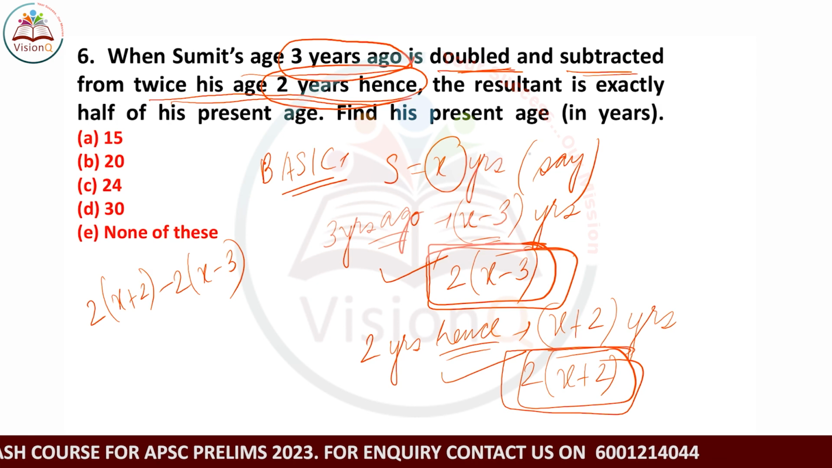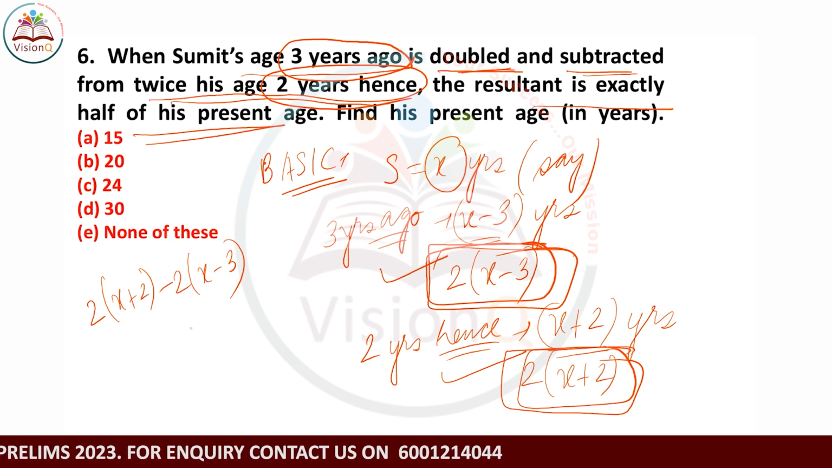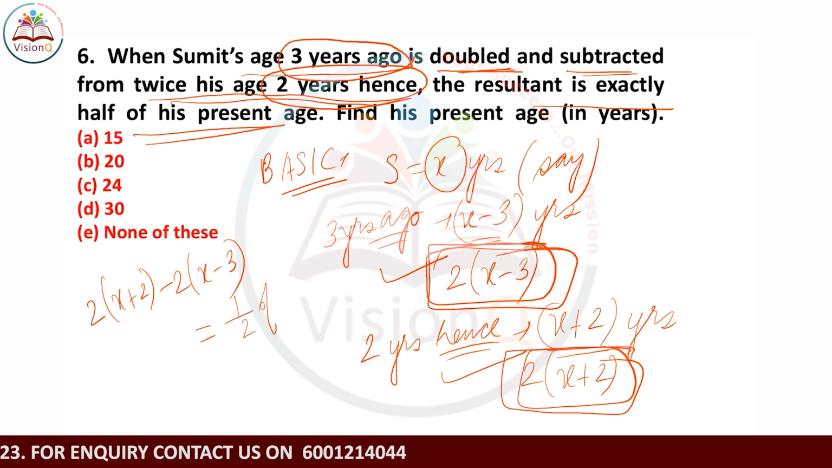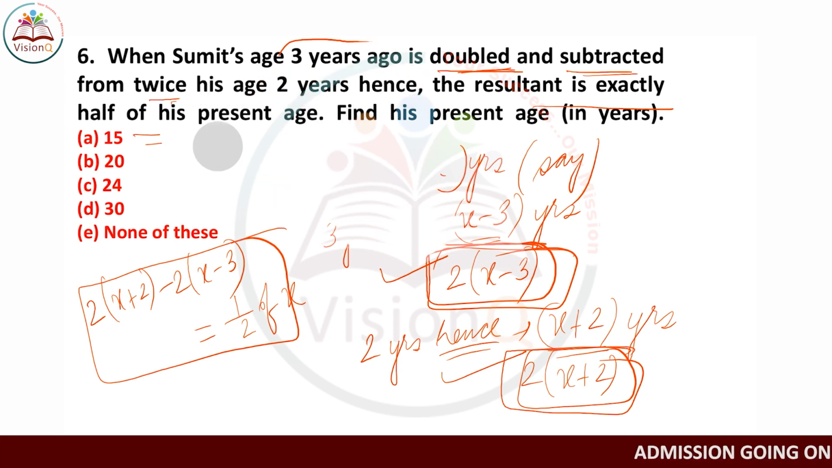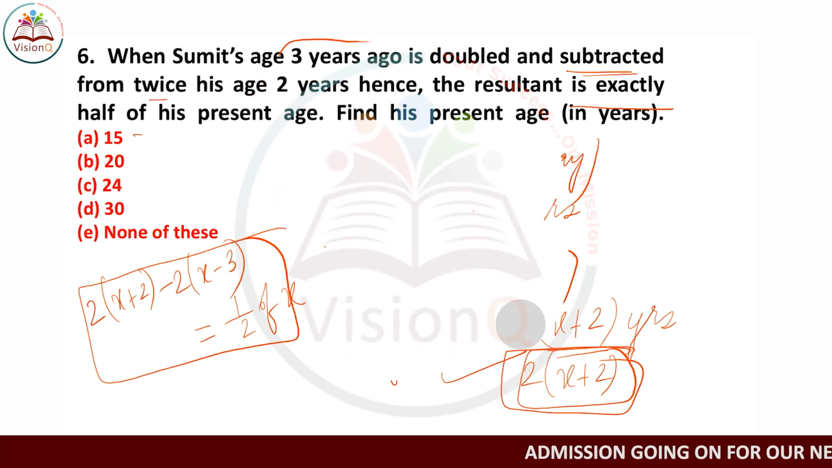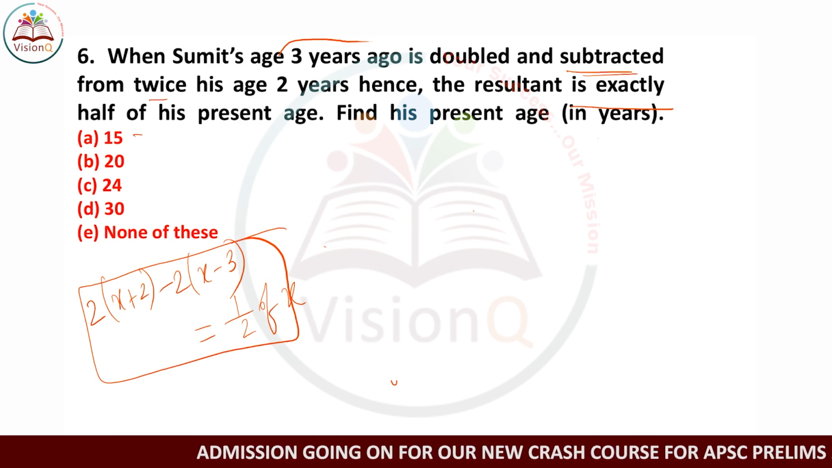So then what happens? The resultant value is exactly half of his present age. So this value is equal to half of his present age, which is x. So this is the equation. From this equation your aim is to find out the value of the variable which is x. This type of question can only be done using the basic method using x. So first I need to find out the value of x from here and then I can get the age of Sumit.